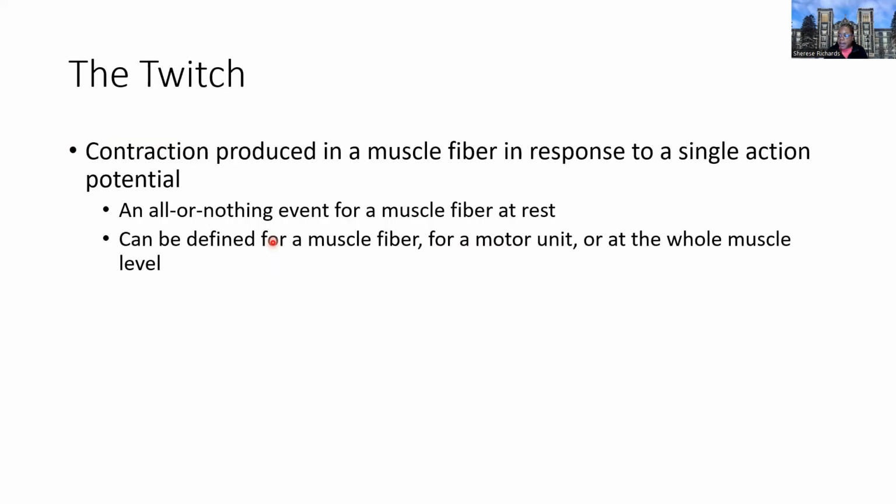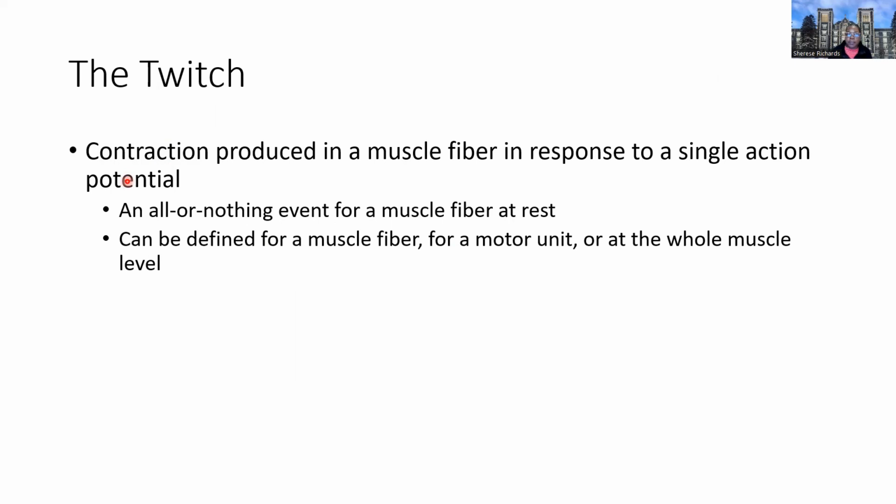Let's begin by defining the twitch. So a twitch is a contraction that is produced in a muscle fiber in response to a single action potential. So what does the muscle look like? What happens on the muscle in terms of actin and myosin in response to one action potential? Now, this is an all or nothing event for a muscle fiber when it's at rest, right? So this can either happen in full or not at all. Very similar to what we describe for an action potential in general, right?